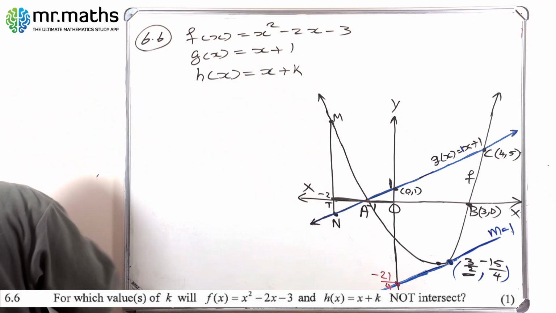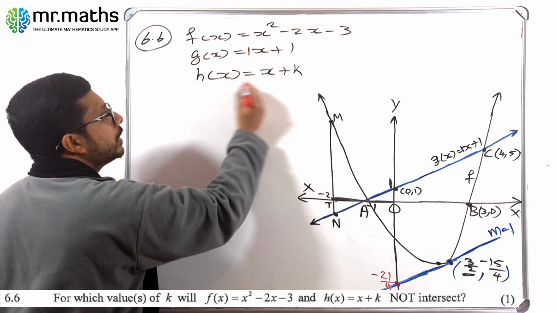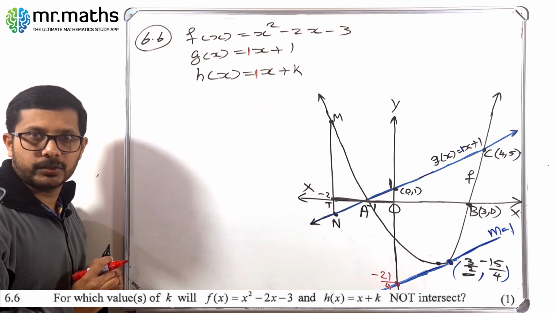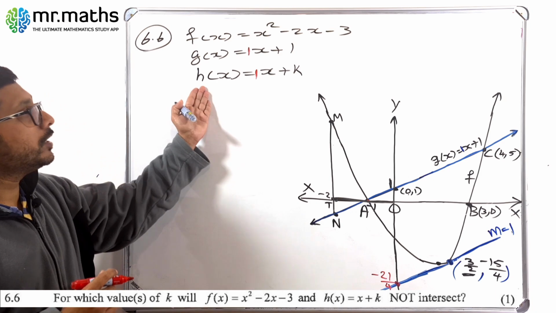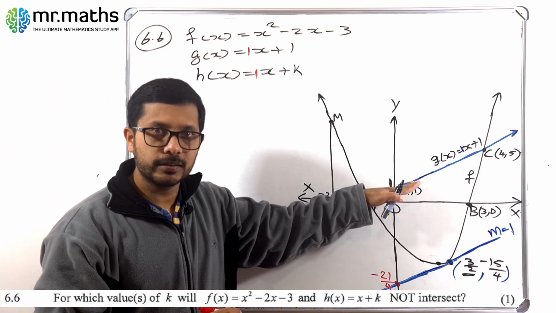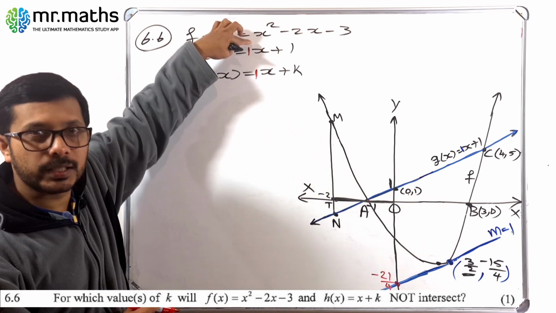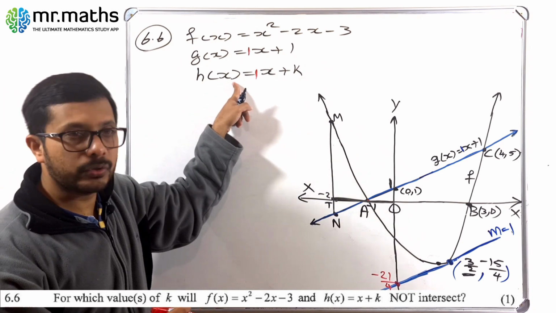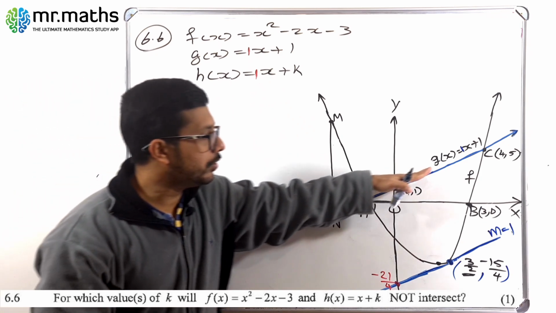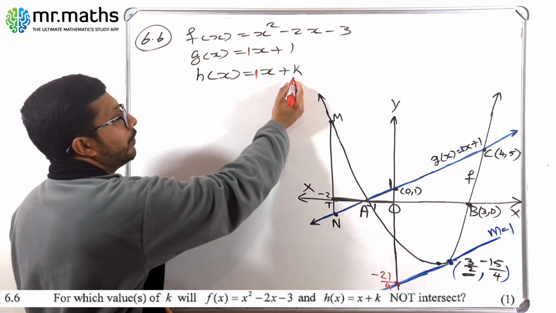What is the gradient of this g of x? This one. What is the gradient of this h of x? That one is also 1. Am I right? So it means that this h of x graph is parallel to this g of x, because the gradients are the same. So our new graph h of x is parallel to the g of x graph, this graph. And you have to find the value of this k.